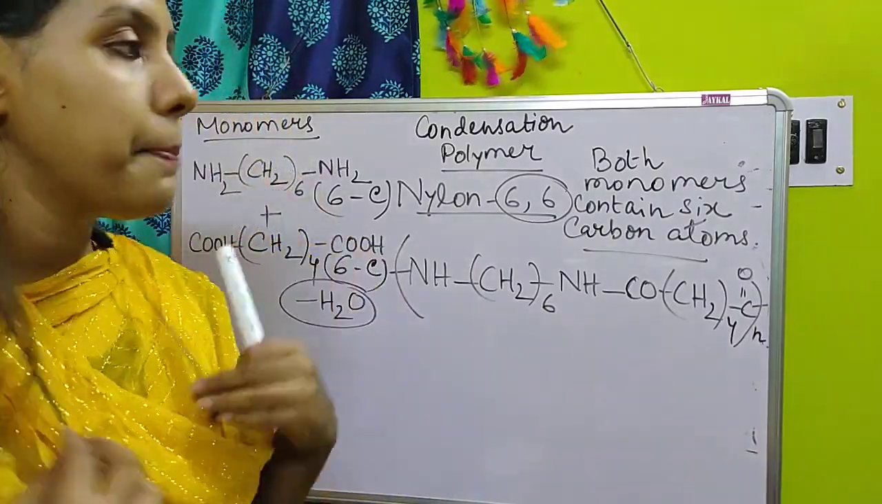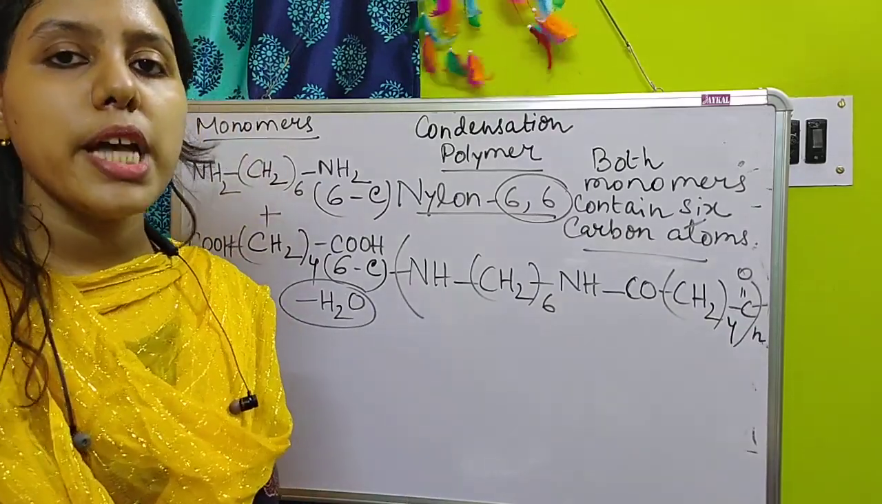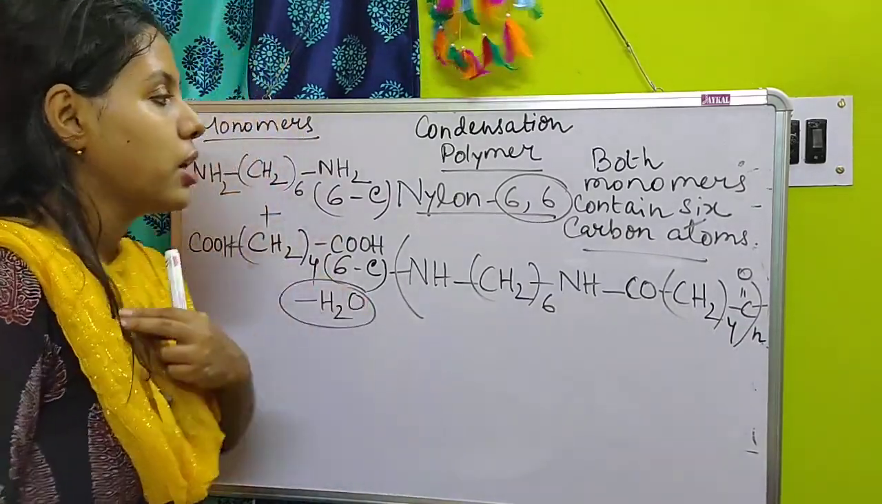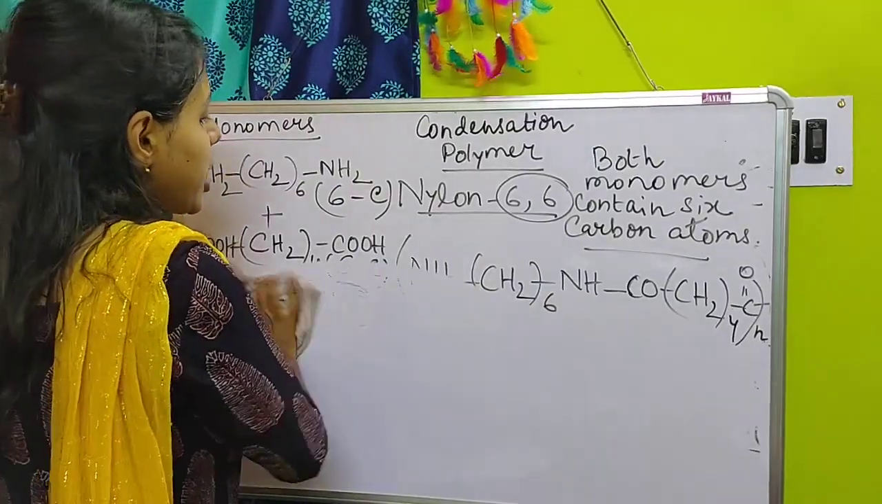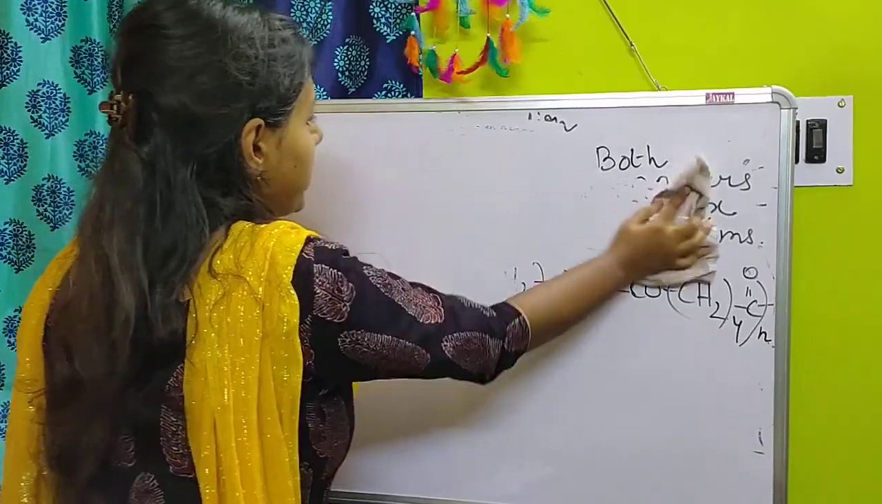Okay, so this is the example. Several examples are also there, that you could see in the notes that I have given. So these are all condensation polymers, which we can get by the elimination of a simple molecule.